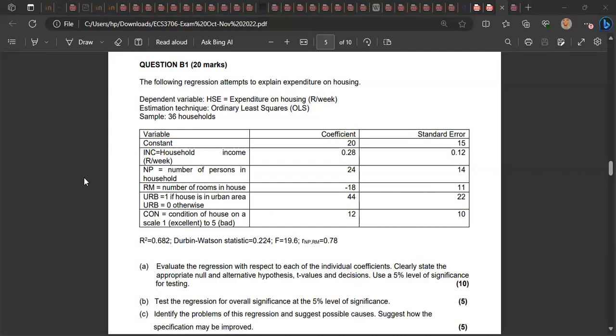So the expected relationship here is positive. Number of persons in the house: we can expect that when there is an increase in the number of persons in the house, there is also going to be an increase in the expenditure on housing. So we can also expect a positive relationship there. And then what about the number of rooms? What expectation could we have?